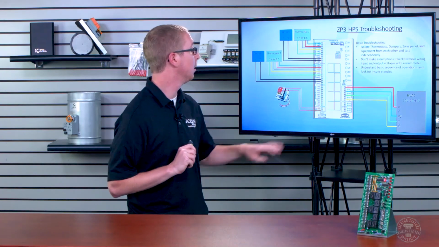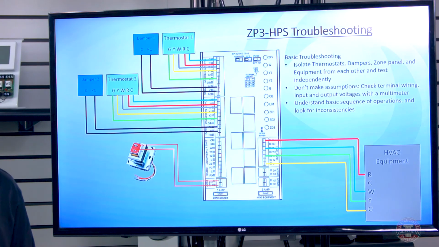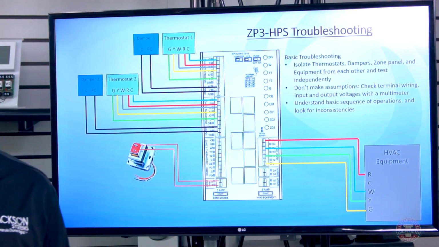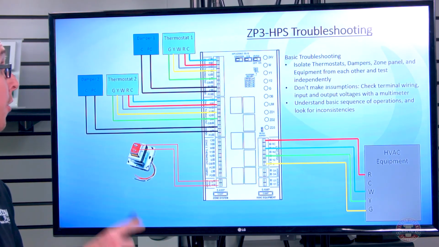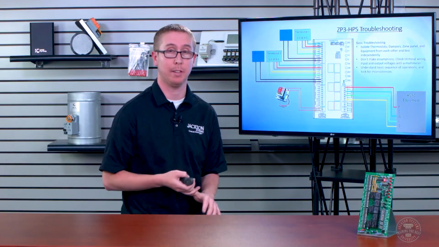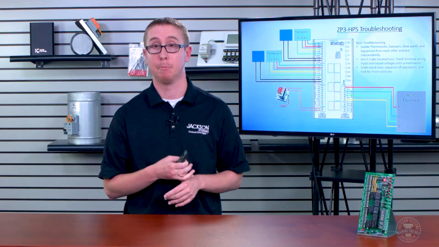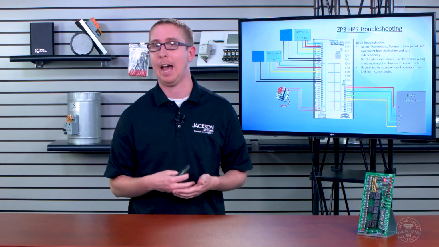So here we go. I made it white to make it a little easier just to visualize. But basically what you want to do when you're troubleshooting zoning systems is isolate the different things wired or connected to the panel. So that includes the thermostats, the dampers, the panel itself, and then last, the equipment. A big thing that's really troubling from time to time is to make sure you're not making assumptions. It's very frustrating for everyone if you call it in from the get-go and it was just a simple wiring mistake that took you half an hour to communicate via phone to really discover.